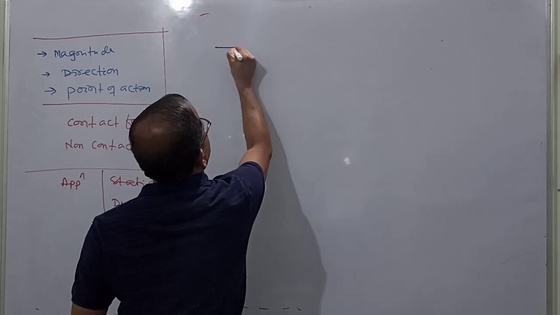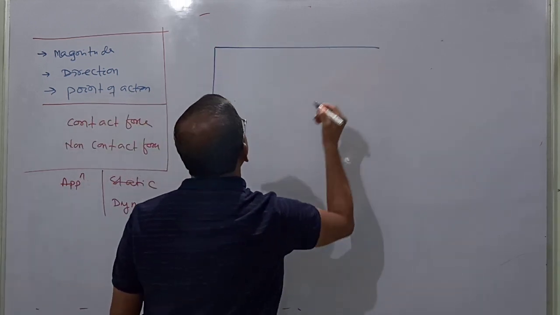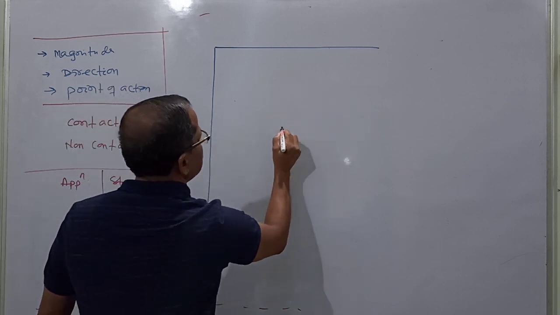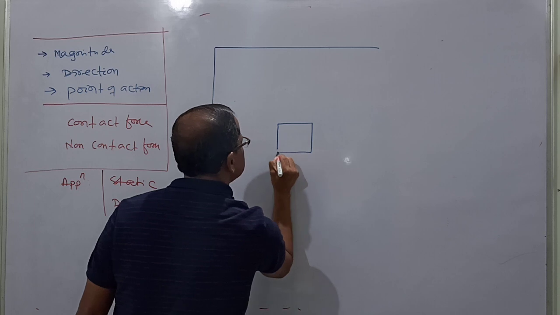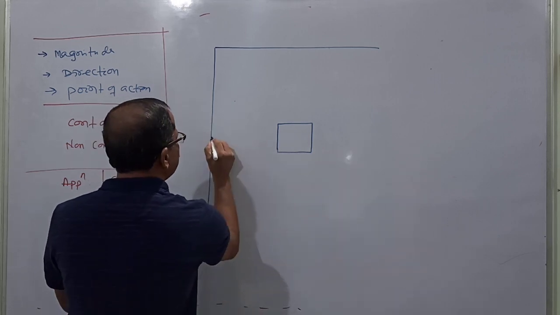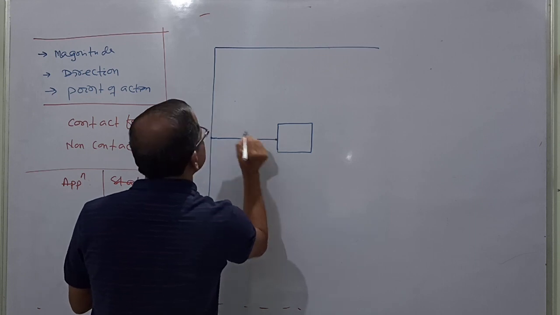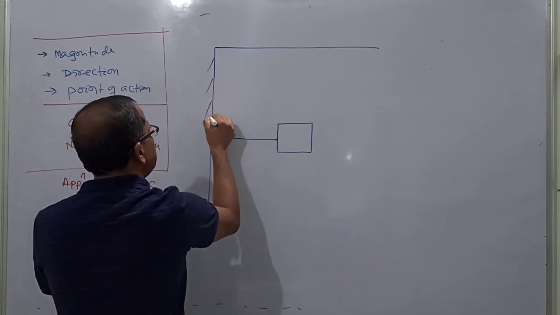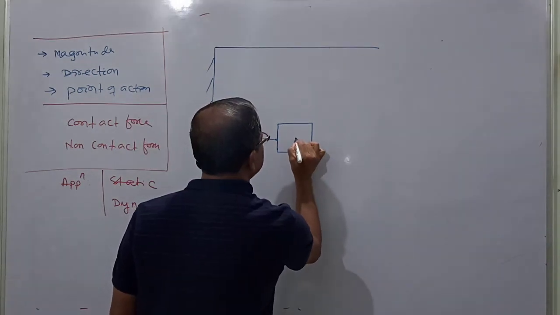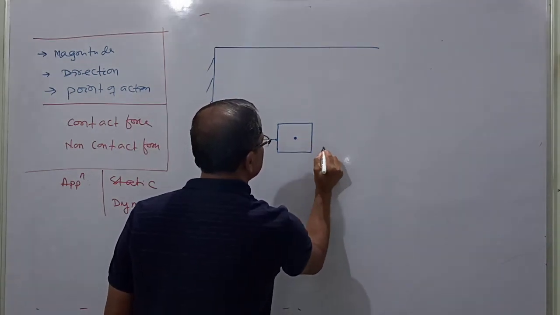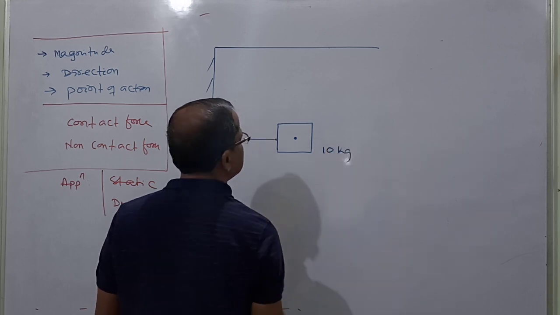This is a roof and it is a wall. In between the roof and wall, a body is suspended. Now this is a body, any shape, any size you take it. A string is connected at the wall to another body. This is the weight of the body, the mass of the body, say equal to 10 kg. Mass of the body is 10 kg.